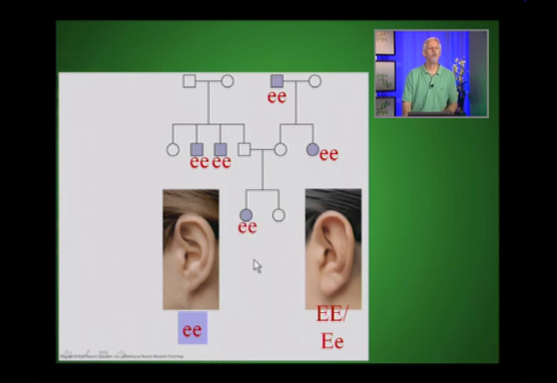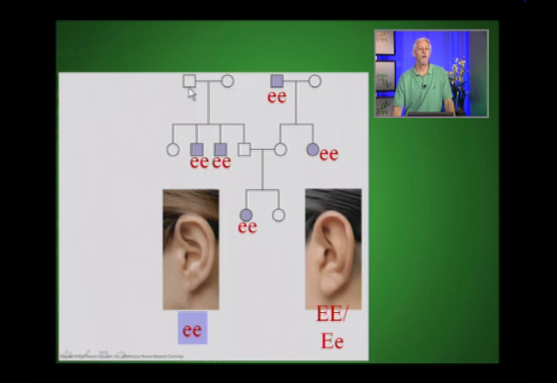And the letters don't matter. You could pick any letter you want, but we're using lowercase to represent recessive alleles. Okay, then it's just a matter of starting to work up and down, if you will, to figure out what the other genotypes are. So again, we're seeing two homozygous recessives here.